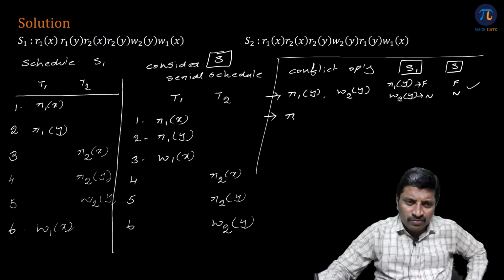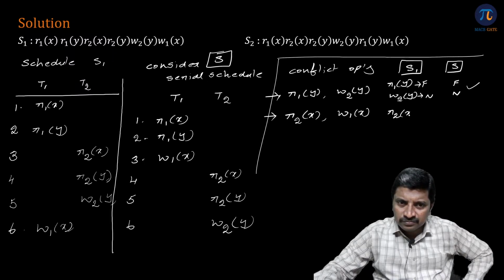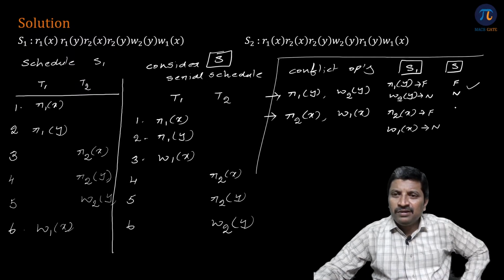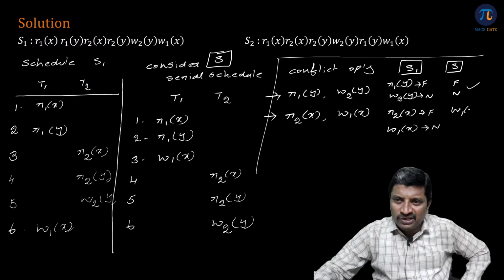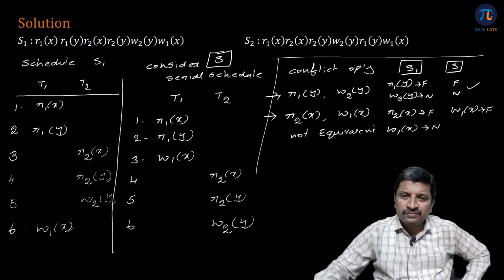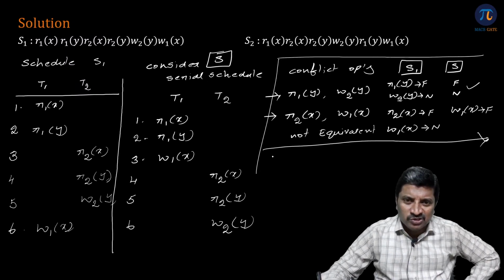Yes. We have R2 of X, W1 of X. In S1, R2 of X is first, sir. W1 of X is next. But what about here, sir? In S, W1 of X is first. So the order was changed. Not equivalent. Hope you understood it. So what I need to do, sir? I need to consider another possible serial schedule.